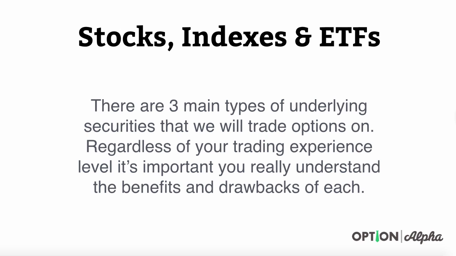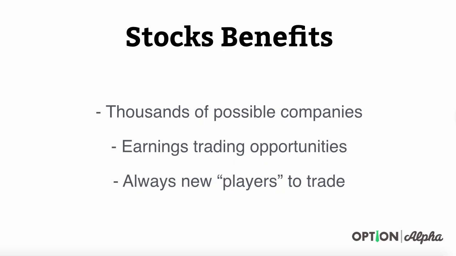Hey everyone, this is Kirk here again from OptionAlpha.com, and in this video tutorial I want to talk about stocks, indexes, and ETFs. So we know there's three main types of underlying securities that we will trade options on. Now regardless of your trading experience, it's important that you really understand the benefits and drawbacks of each of these three different types: stocks, indexes, and ETFs. So that's what we're going to go over in this video.